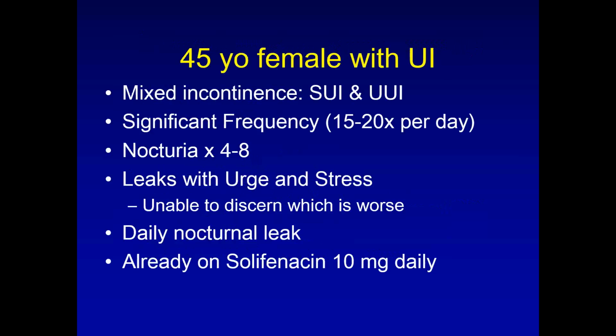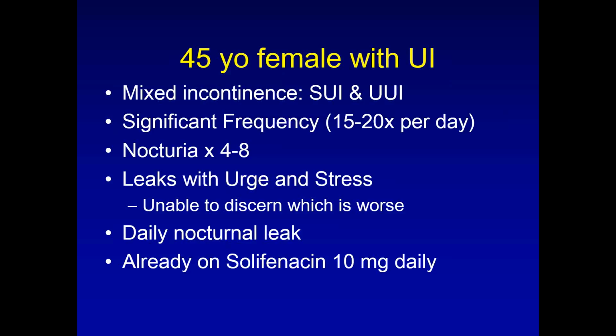And I know we're on the end, but this is the last case, probably one of my most humbling ones. 45-year-old female. Stress incontinence, urgent incontinence, goes over 20 times a day, has nocturia up to 8 times per night, leaks with urge and stress. She can't tell you which one's better or worse. She leaks every day. She leaks every night.